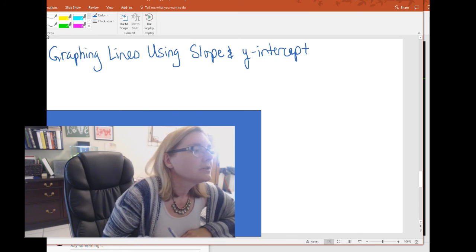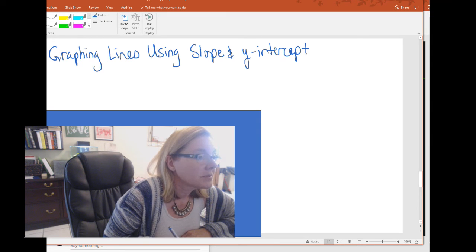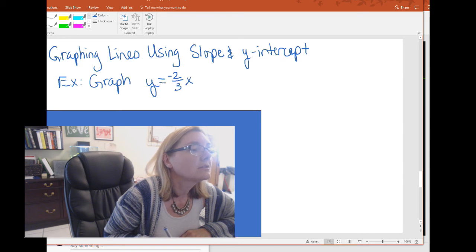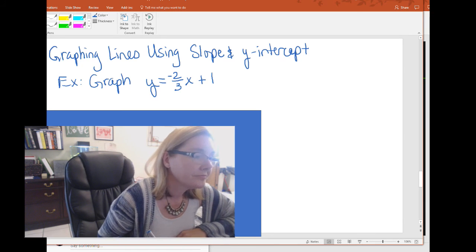Okay, the first example that I'm going to do is already going to be in slope-intercept form for us. For example, I'm going to graph y equals negative 2/3 x plus 1.